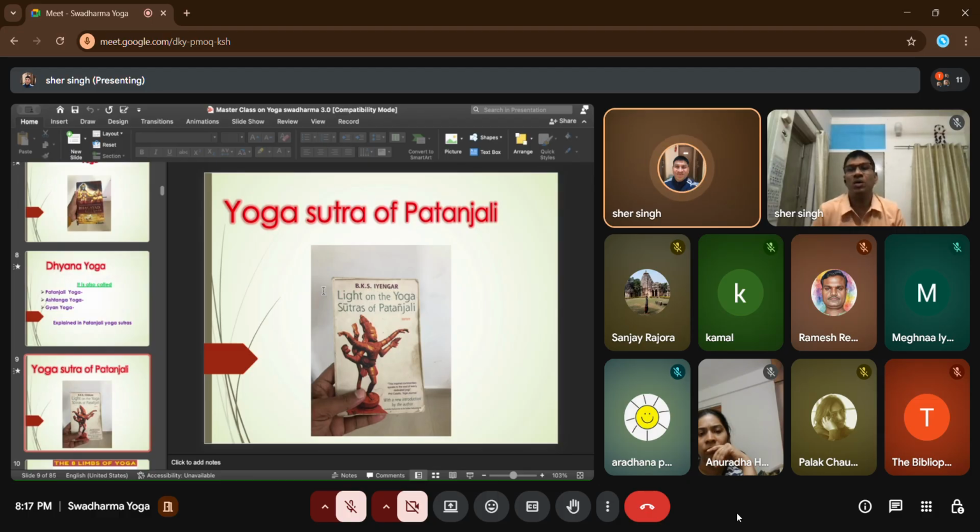So this is the book, Patanjali Yoga Sutra. This book is divided into 4 chapters. That is Sadhana Pada, Samadhi, Kevalya. So these are the 4 chapters it defines.